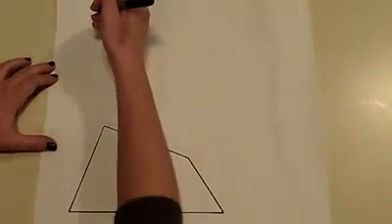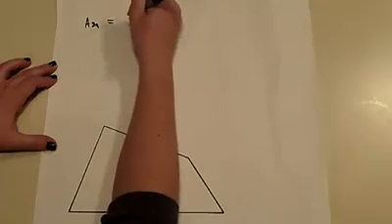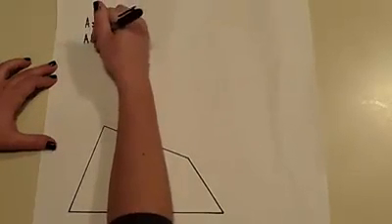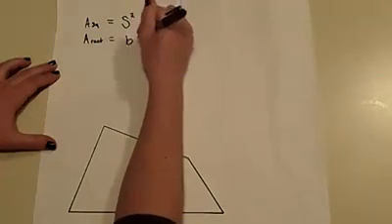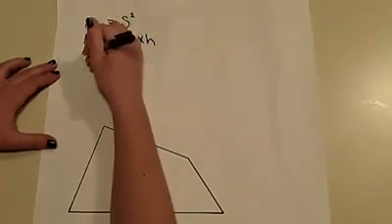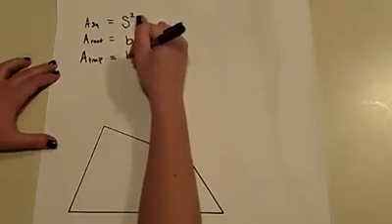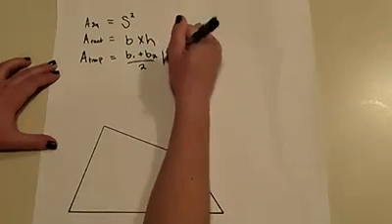Hi, my name is Julia, and today we're going to look at how to find the area of an irregular quadrilateral. For special quadrilaterals, we know that the area of a square is equal to the length of a side squared, the area of a rectangle or of a parallelogram is equal to the base times the height, and we know that the area of a trapezoid is equal to base 1 plus base 2, all divided by 2 times the height.